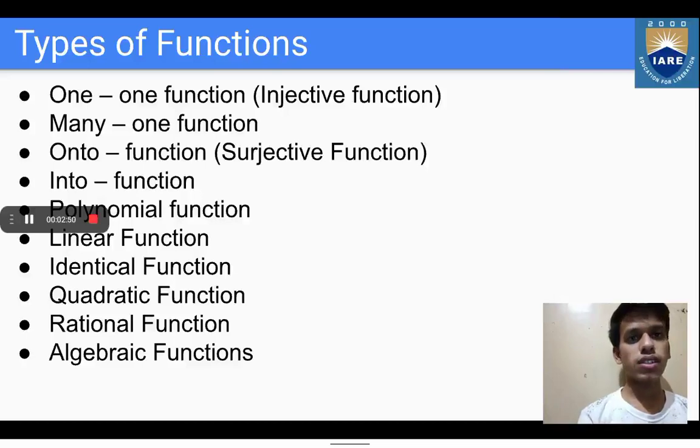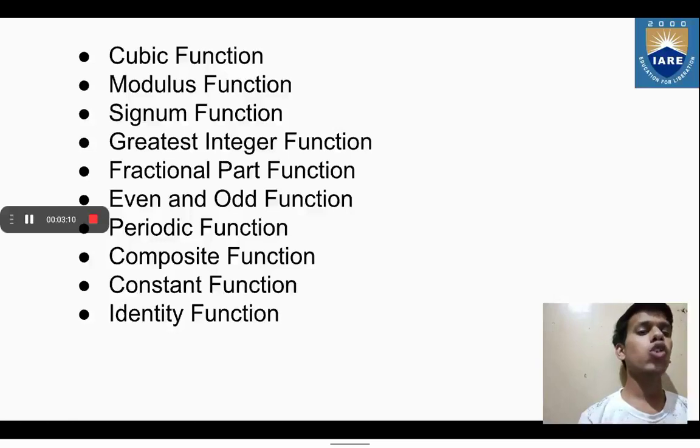So what are the types of functions? There are many kinds of functions like one-one function, which is also known as injective function, many-one function, onto function, that is surjective function, into function, polynomial function, linear function, identical function, quadratic function, rational function, algebraic function, cubic function, modulus function, signum function, greatest integer function, fractional part function, even and odd function, which is our topic, and periodic function, composite function, constant function, and identity function. So in this video we are going to discuss only even and odd functions in detail.